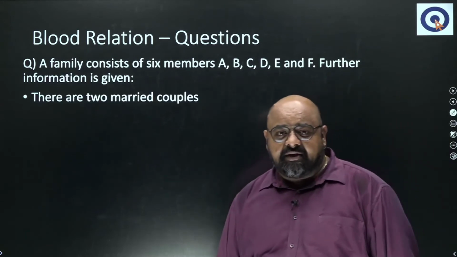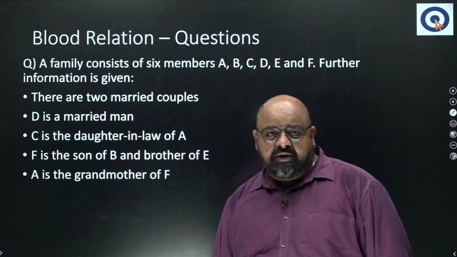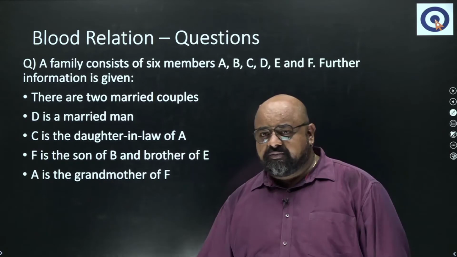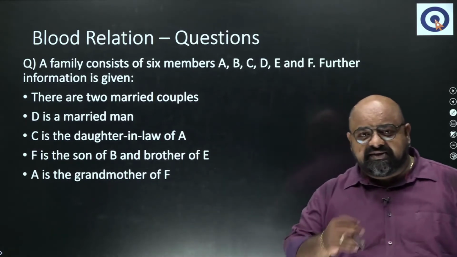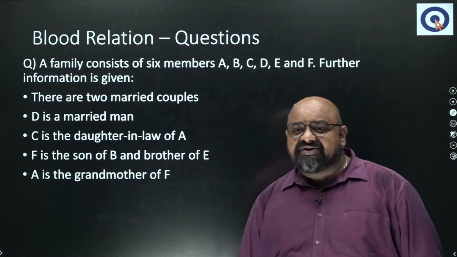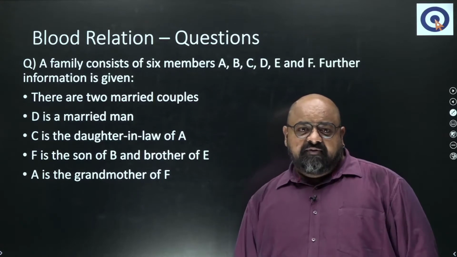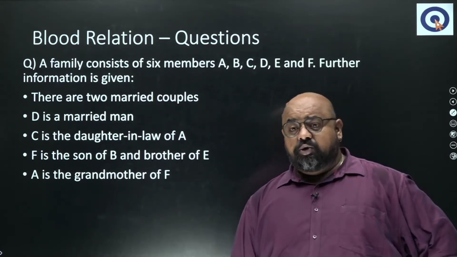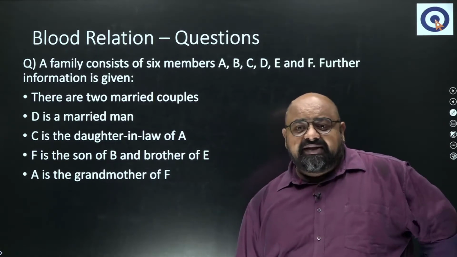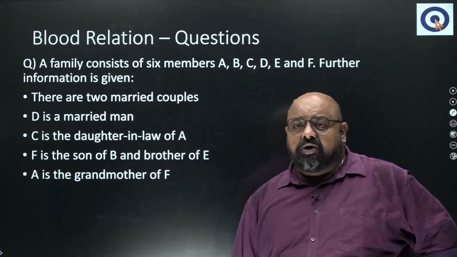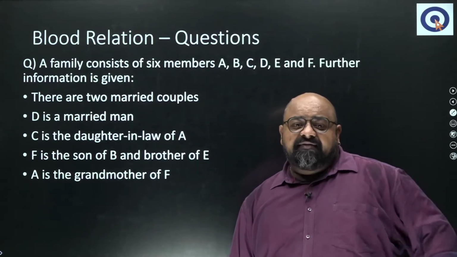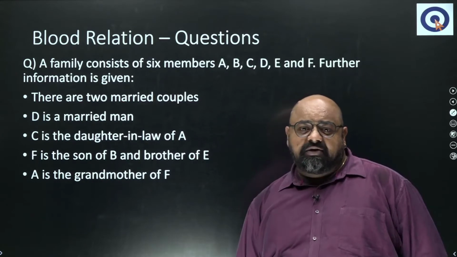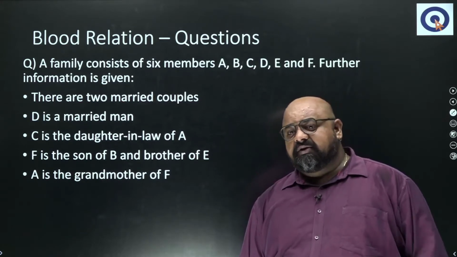Next, I have a set question where there is information given, and then questions will follow from this information. Question says, a family consists of 6 members A, B, C, D, E, F. Further information is given. There are 2 married couples. D is a married man. C is the daughter-in-law of A. F is the son of B and brother of E. A is the grandmother of F.